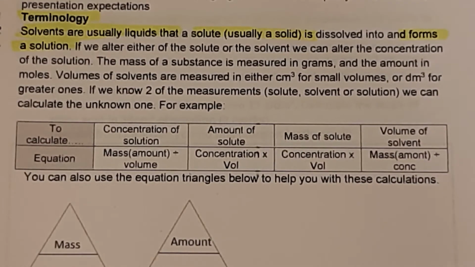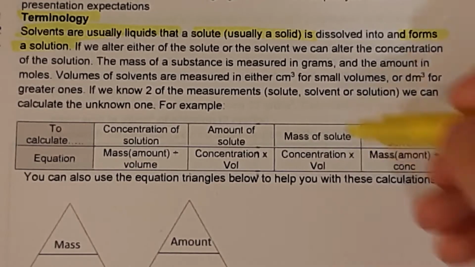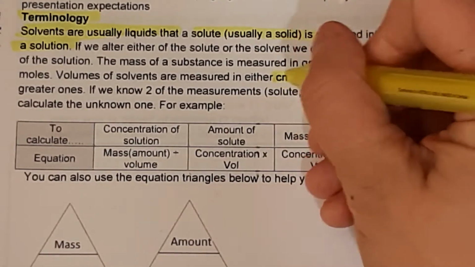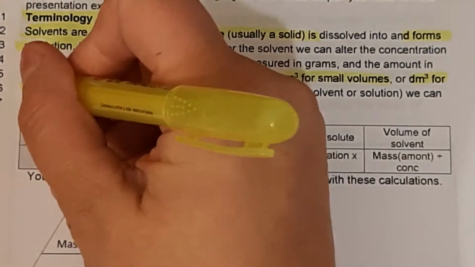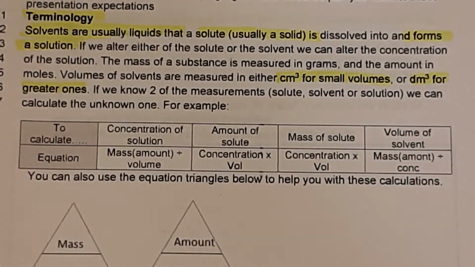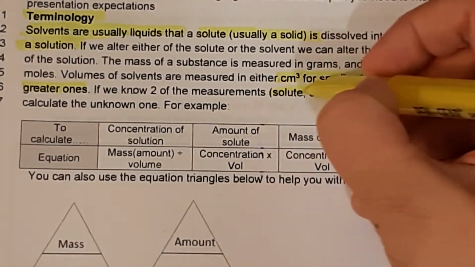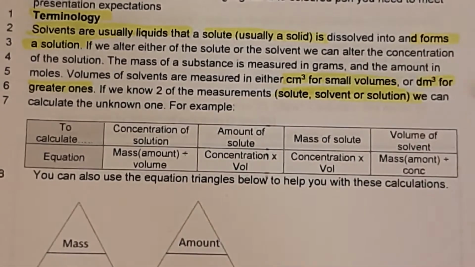The mass of the substance is measured in grams, the amount in moles. We know this, we've done this multiple times now. Volumes of solvents are measured in either centimetres cubed for small volumes or decameters cubed for larger volumes. Again, we did this last lesson, but we're reviewing it again. So if we know 2 of the measurements, solute, solution or solvent, then we can calculate the unknown one.